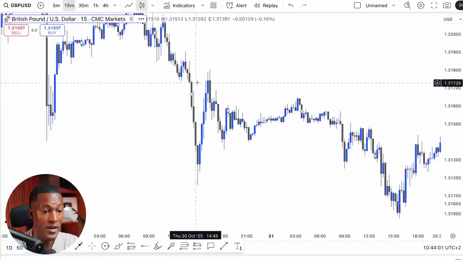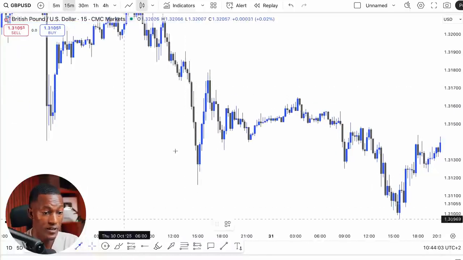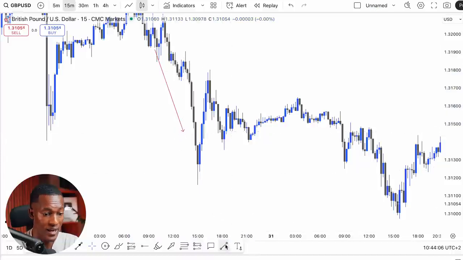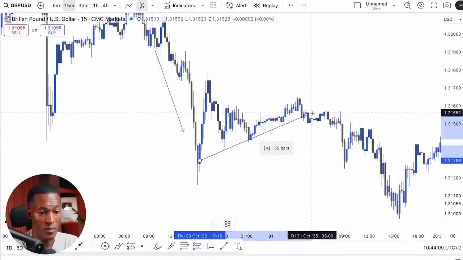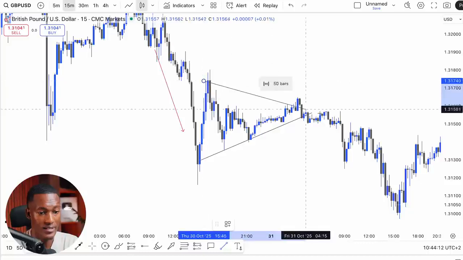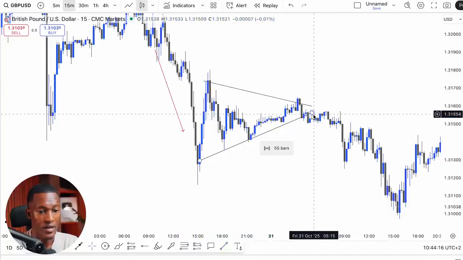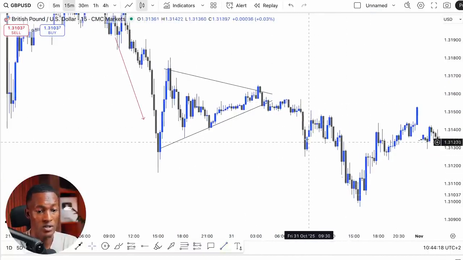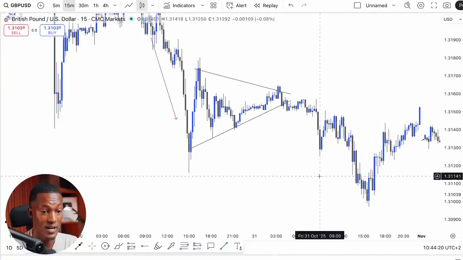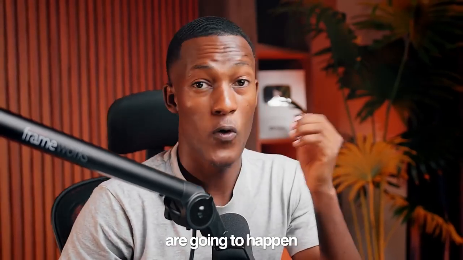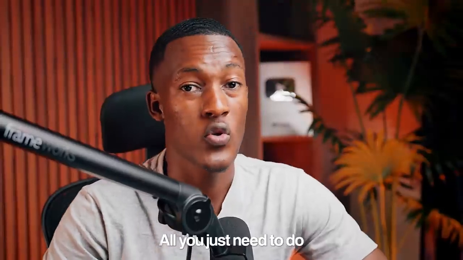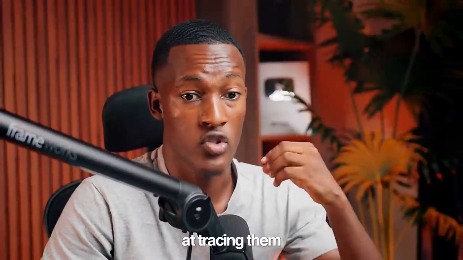Now this is a bearish wedge flag. You can clearly see we have a push to the downside and the price forms this pattern that we just shared. Then the price breaks out to push to the downside. So these patterns are going to happen. All you need to do is really get good at tracing them.